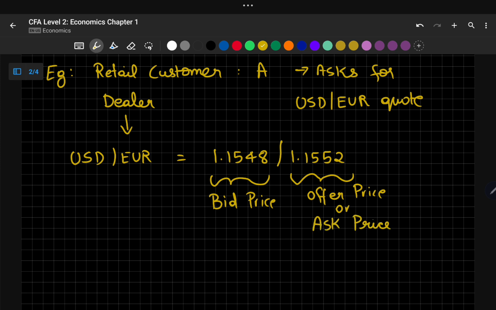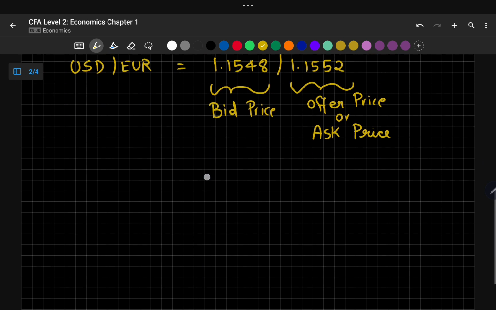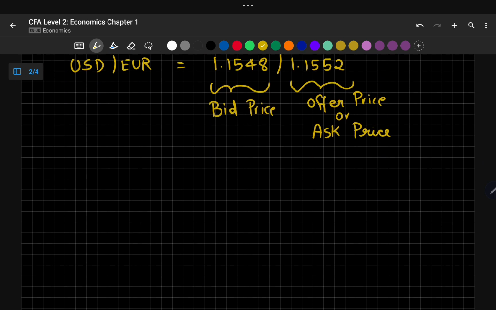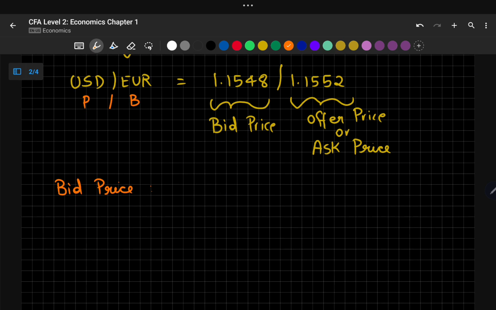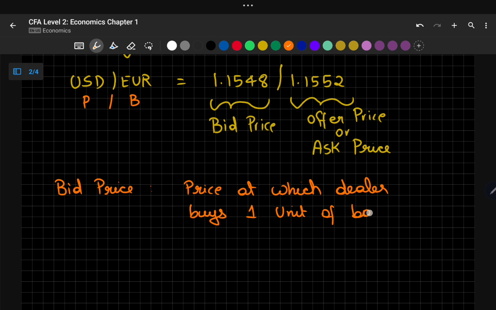So what does bid price and offer price mean? Now let us understand that. So bid price, it is the price at which the dealer, here also we are taking the P by B notation, right? So it is the price at which the dealer buys 1 unit of base currency.